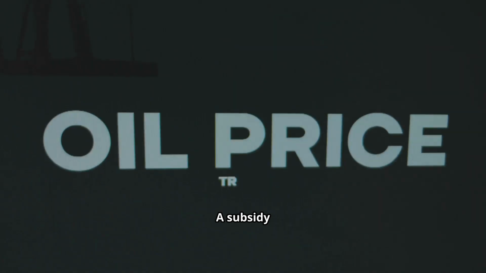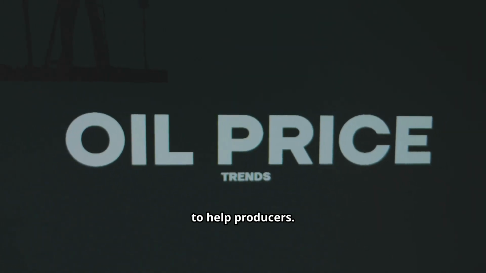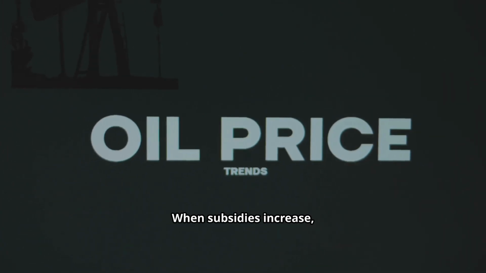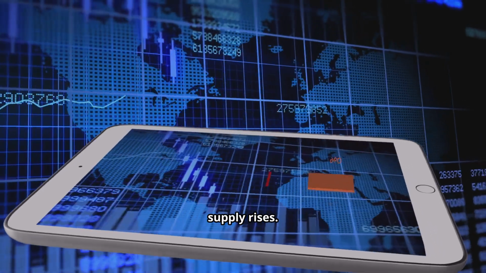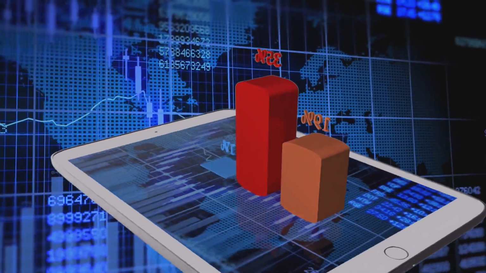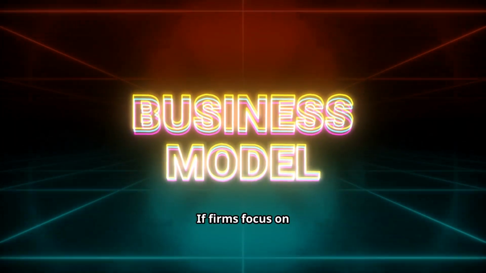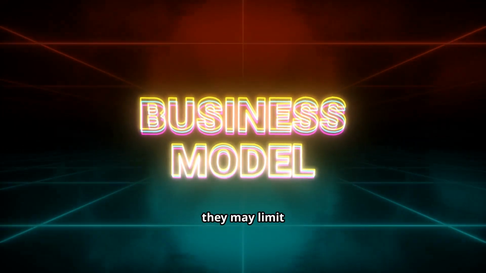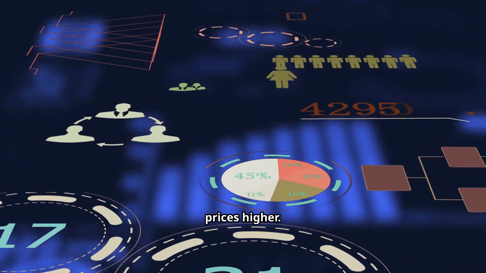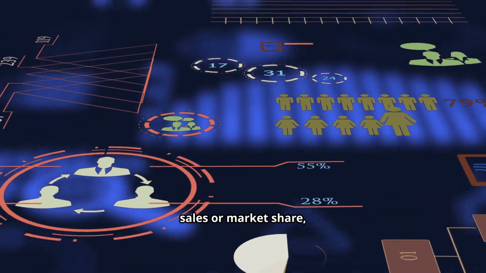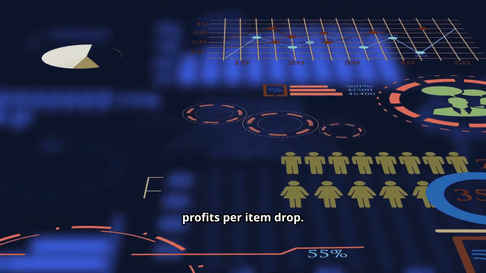A subsidy is financial support from the government to help producers. When subsidies increase, costs fall and supply rises. The goals of a business also matter. If firms focus on maximizing profit, they may limit supply to keep prices higher. If they target more sales or market share, they'll increase supply even if profits per item drop.